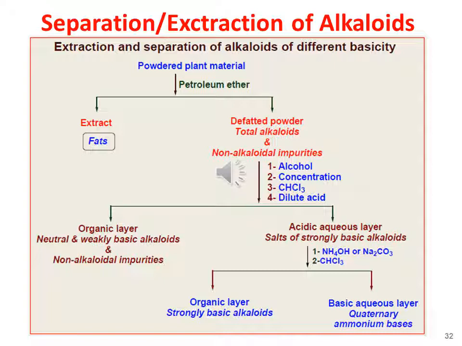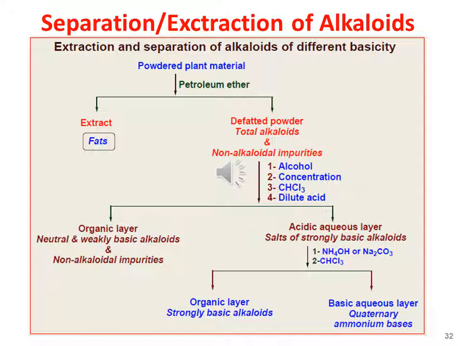The acidic aqueous layer after concentration is then neutralized with ammonium hydroxide or sodium carbonate, followed by its extraction with chloroform. The chloroform layer will contain the strongly basic alkaloids, whereas the basic aqueous layer will contain the quaternary ammonium bases. So this is an outline for the extraction of the alkaloids from the plant's material.